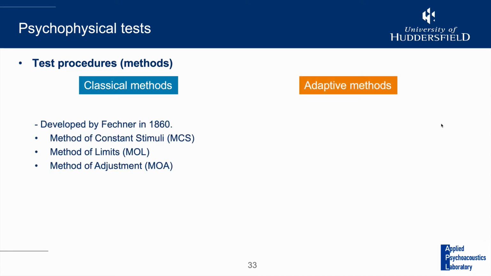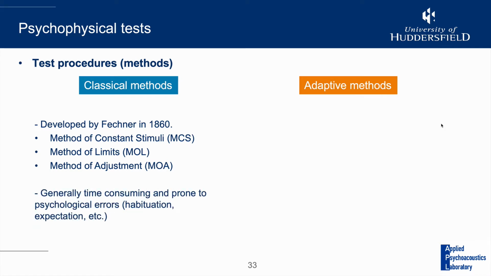Test procedures or methods used for psychophysical tests can be broadly classified as classical methods and adaptive methods. The classical methods were developed by Fechner in 1860. There are basically three methods: method of constant stimuli, method of limits, and method of adjustment. These methods are generally quite time consuming and also prone to psychological errors like habituation and expectation errors, especially for method of limits and method of adjustment.